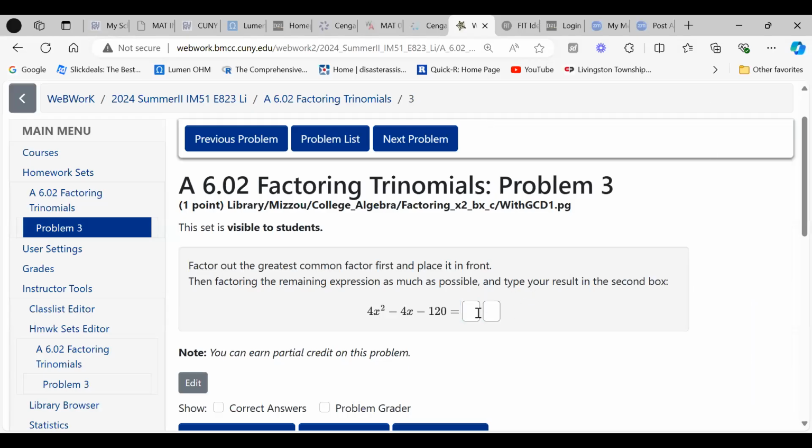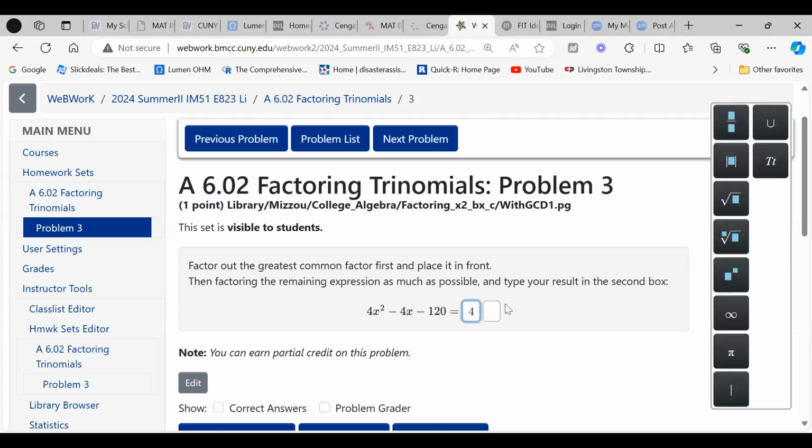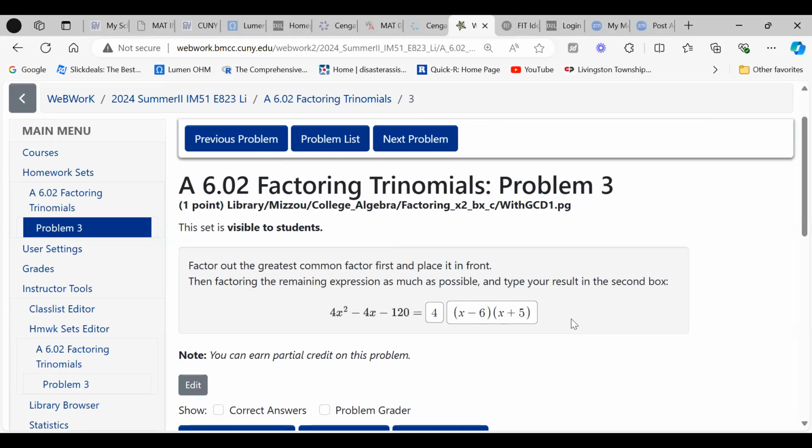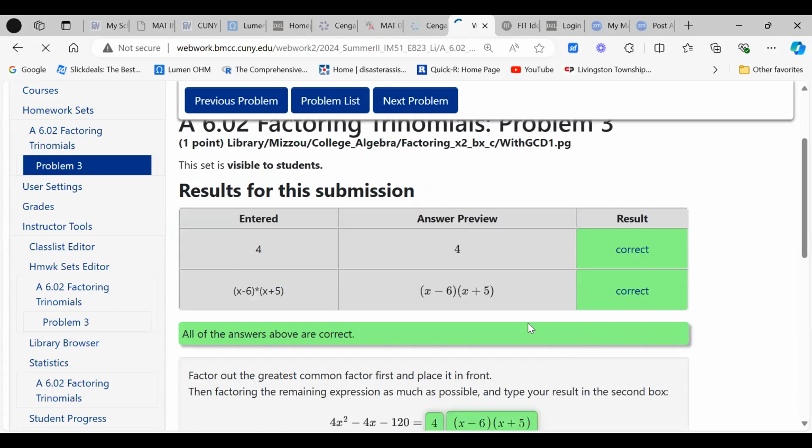Yeah. I'm putting the answers as the 4 in front, right? And then the first box will be x minus 6. Second box will be x minus 5. No, x plus 5. Factoring this expression, you have the GCF. No, actually they want the GCF in the first box. Put everything else in the second box. Okay, that will do it.